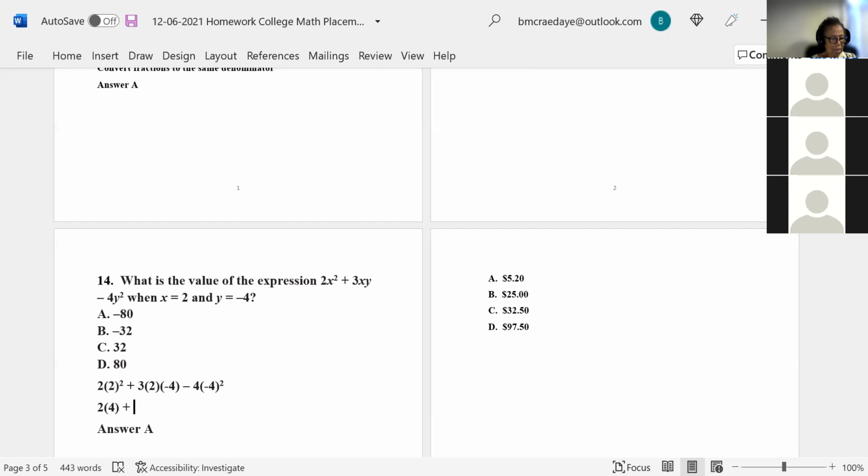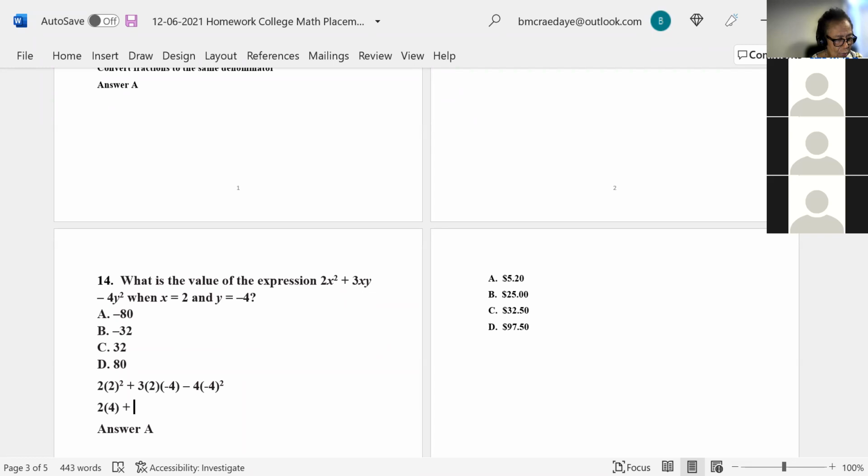So if you wrote it down correctly, Alva, that would be 2 parenthesis 2 close parenthesis squared plus 3 parenthesis 2 close parenthesis, then parenthesis minus 4 close parenthesis, minus 4 parenthesis minus 4 close parenthesis squared. Do you have that? Yeah, I'm figuring it out, Miss Barbara.